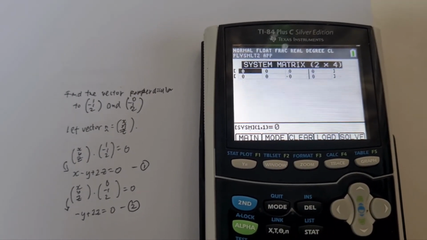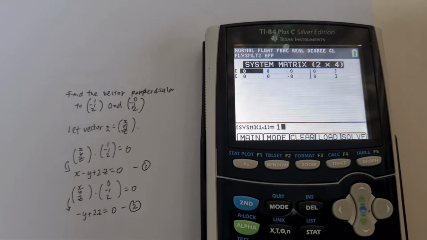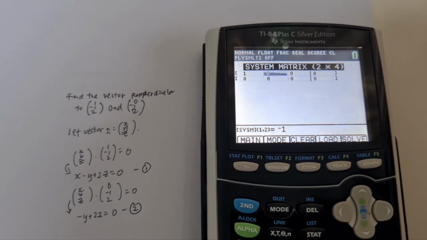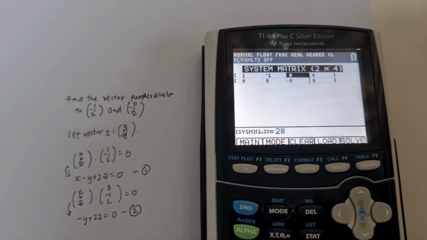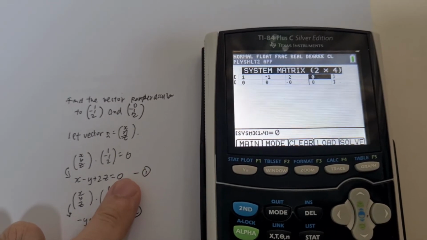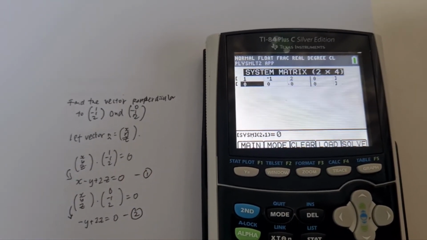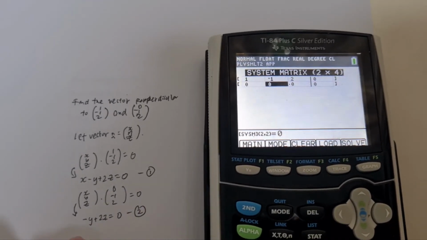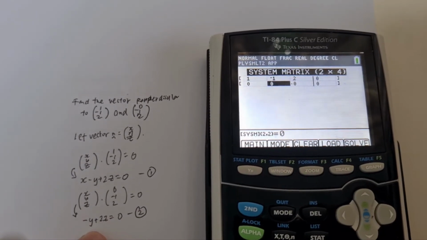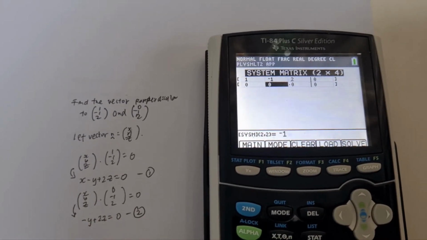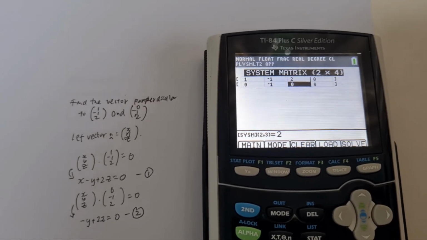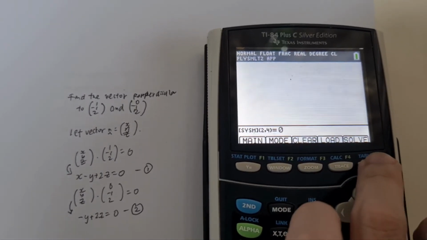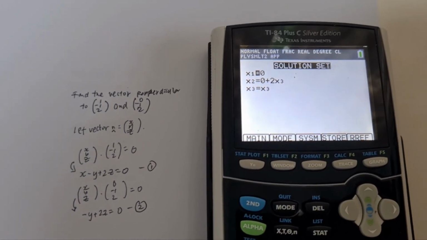For my first column, first row is 1, and then my y has a coefficient of negative 1, and my z has a coefficient of 2, and the value here is 0. Moving on to the second row, the first column is 0 because x has a coefficient of 0, and my coefficient of y is negative 1, and the coefficient of z is 2 and 0. And then once we key in, we can press the solve button, and hence this is the solution.